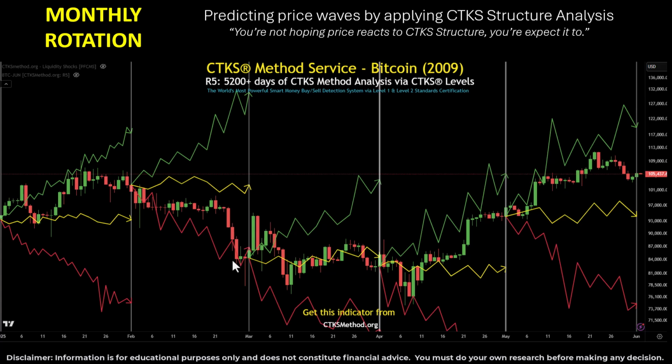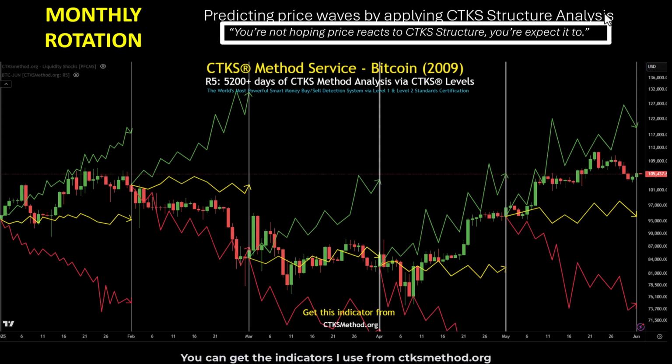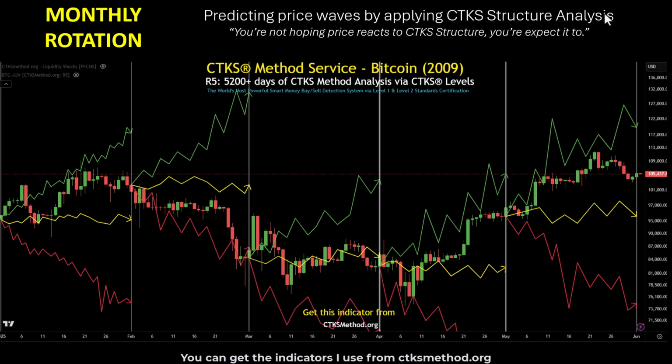But if you were paying attention to the paths, you already knew that this was on the cards. The thing to understand with these CTKS paths, they're not seeking to predict where price actually goes. They're seeking to tell you where the structure is inside the market for the next 30 days. And when you look at CTKS structure, you're not hoping price reacts to that structure. You are expecting it to react.